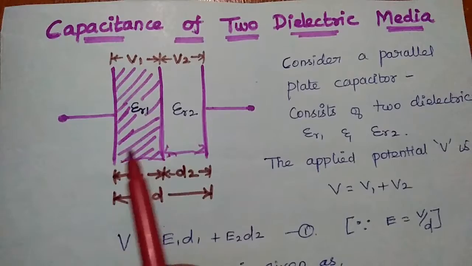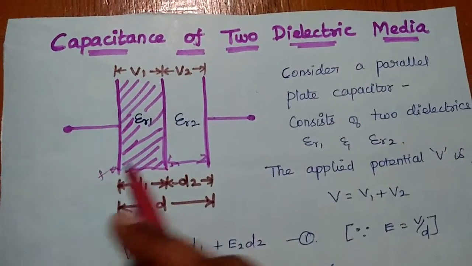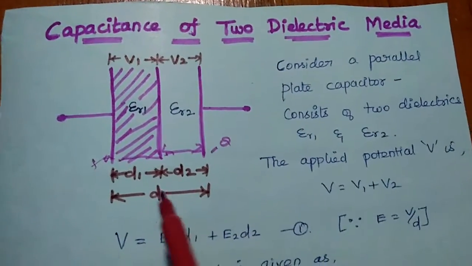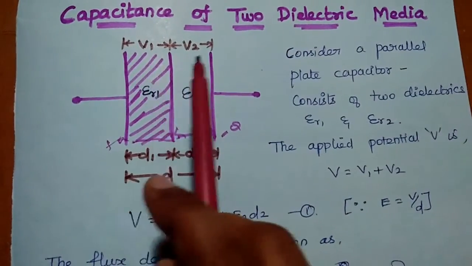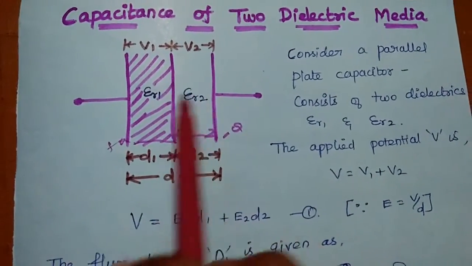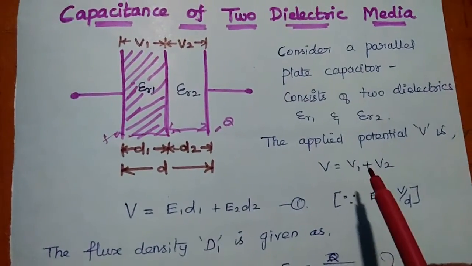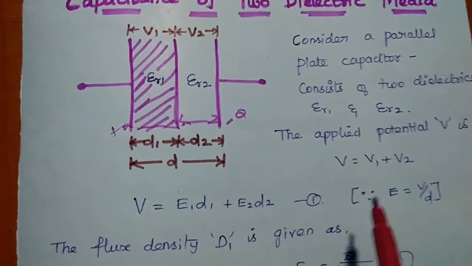The total distance between the two plates, this is one plate, it may be positive Q, it may be a minus Q. Okay, the total distance is D. So here the voltage is also divided between these two different dielectric materials. So here the applied potential, the total potential V is equal to V1 plus V2.